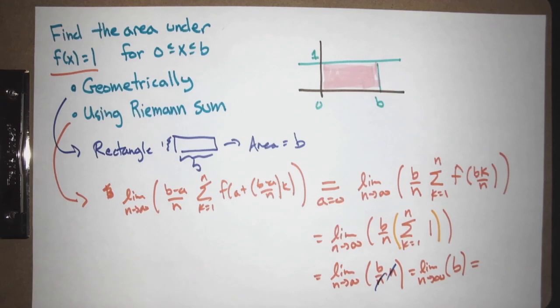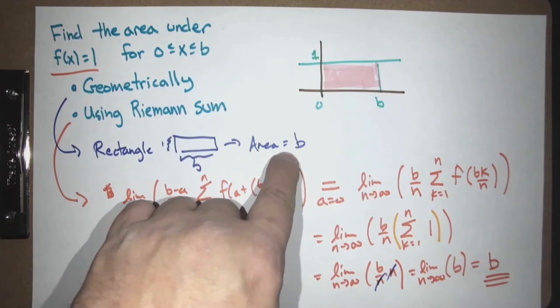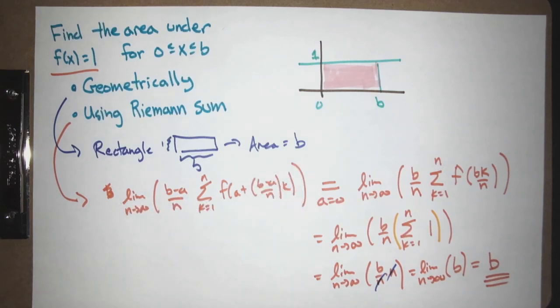And what happens to b as n goes to infinity? Nothing. It stays as b. Nothing happens to it. And so we say, aha, the area equals b. See? We got the same answer. Isn't that nice? All right, so we've done it geometrically and we did it using a Riemann sum.